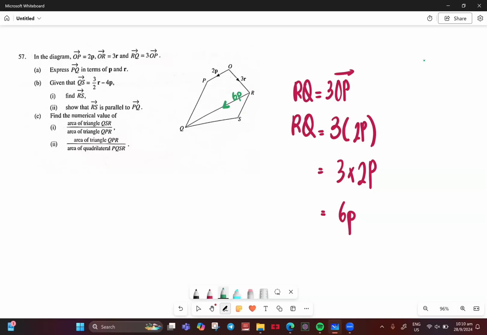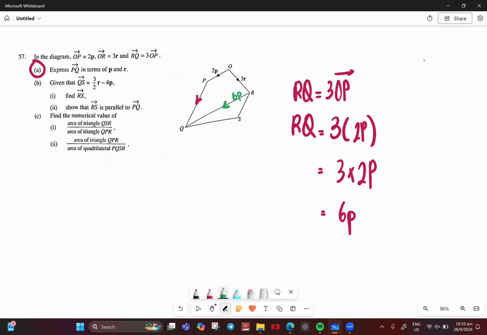So now you know that it's 6P. Let's ask ourselves, are there any other things that I can find? No. So I want to go to the question. The question says to express PQ. Where's PQ? PQ is this one over here, and P to Q, so it's this part, in terms of P and R. In order for you to find PQ, you have to ask yourself, which one am I going to use?